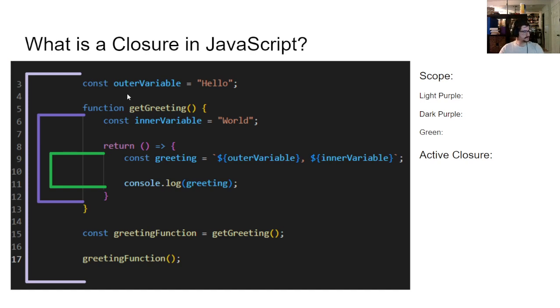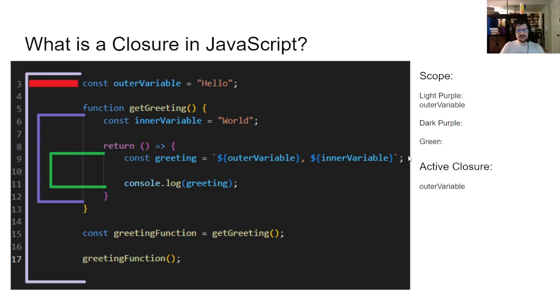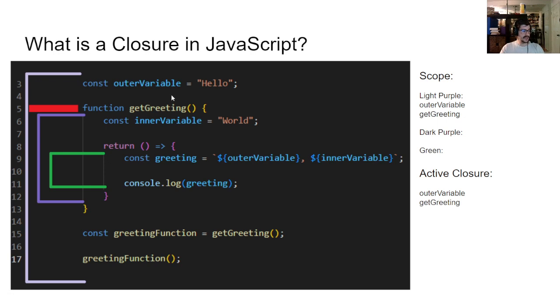So bringing back this code, we have on the side here what is in each scope, and then what is in the active closure. The active closure will be basically everything that is in scope for whatever line we're currently executing. So we start on line 3. Outer variable equals hello. At this point, outer variable is created. It is in the light purple scope, and it is part of the active closure because it's in the closure that we're executing. We go to line 5, since line 4 is blank. getGreeting is created and put into scope of light purple. It is also put into the active closure because we just created it.